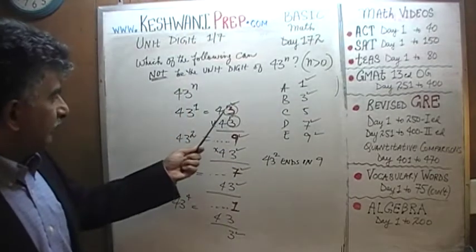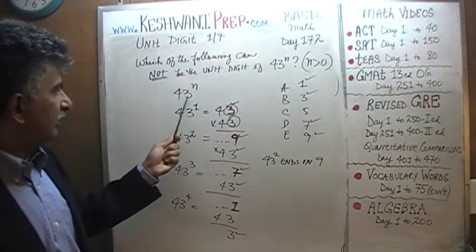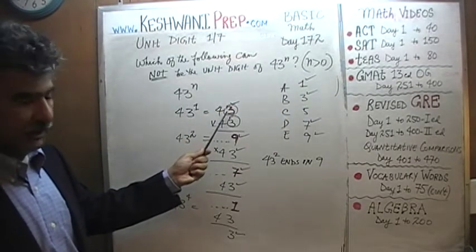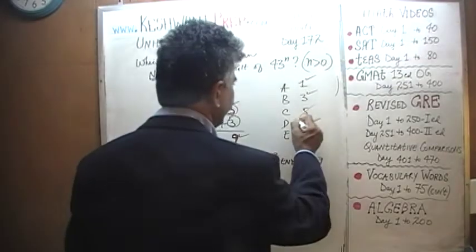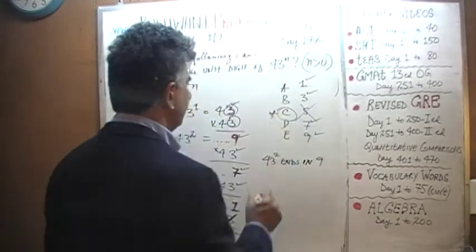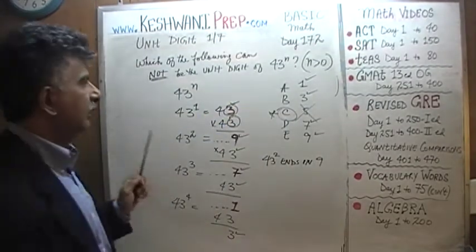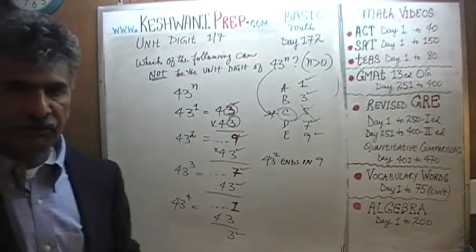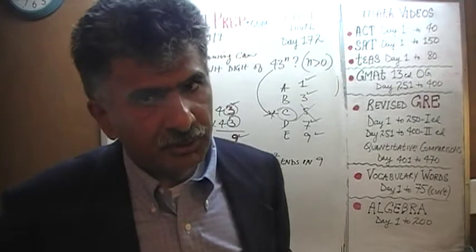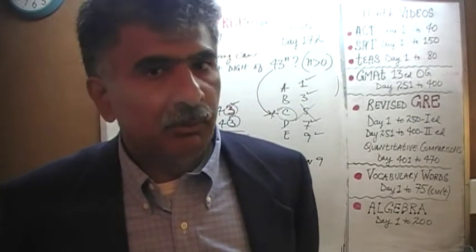But the point is, as you can see, 43 raised to any power, as long as the power is a positive value, 43 raised to n can end in a 3, 9, 7, or 1, but it cannot end in a 5. The question was, which of the following cannot be the unit digit of 43 raised to n? The answer is 43 raised to n cannot end in a 5. 43 raised to n cannot have a unit digit of 5. Do you understand? I'll get out of your way now for a second, and then we'll do one more.